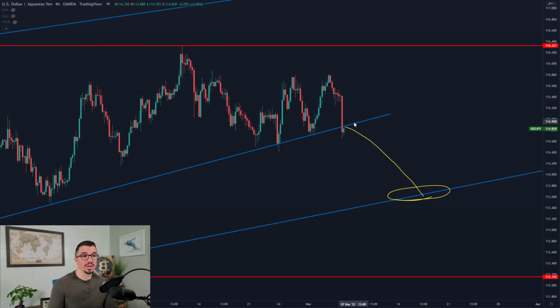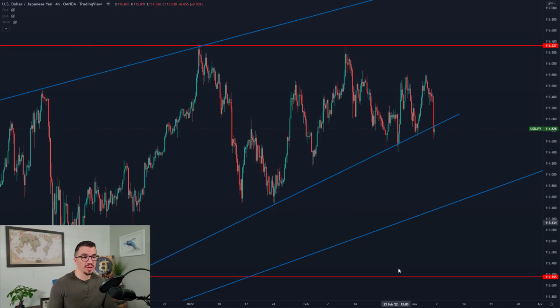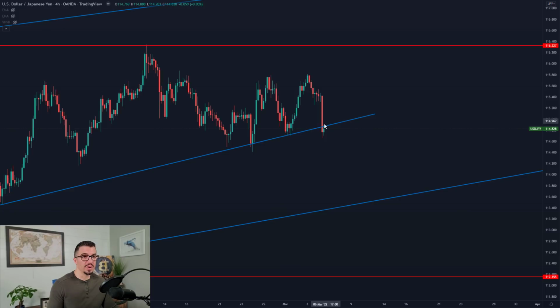Now, obviously, if we saw the market close back above this trend line that we saw it close below on Friday, then it would invalidate that breakdown we saw on Friday. So keep that in mind as well. Fridays tend to be a little bit lower in volume, so it could very well be a false break. But as long as 115 stays intact as resistance, I do think the dollar yen could be headed lower this week.